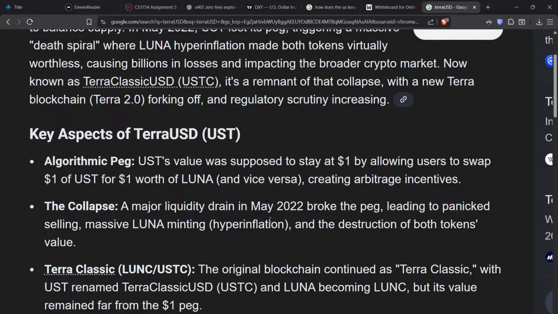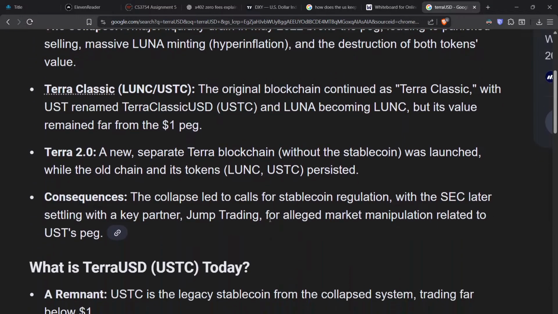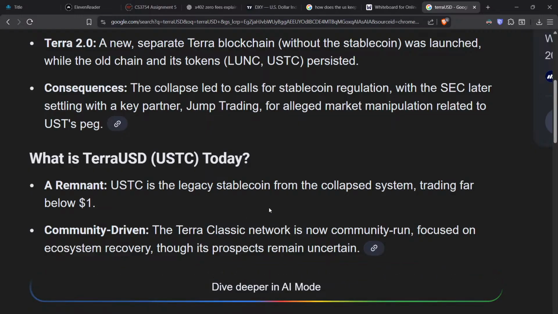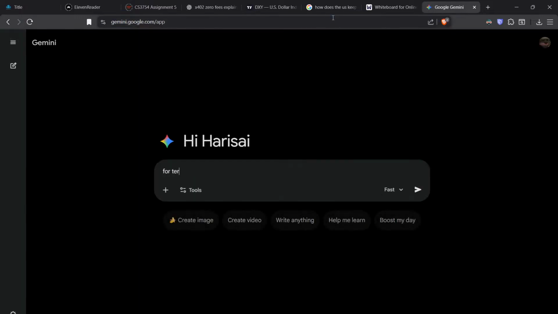UST's value is supposed to stay at $1 by allowing users to swap $1 of UST for $1 worth of Luna and vice versa, creating arbitrage incentives, leading to panic selling, hyperinflation. Jump Trading did this? Wow, that's so funny. Okay, that's interesting. So now I need to search some stuff up. Let's touch on that. For Terra.